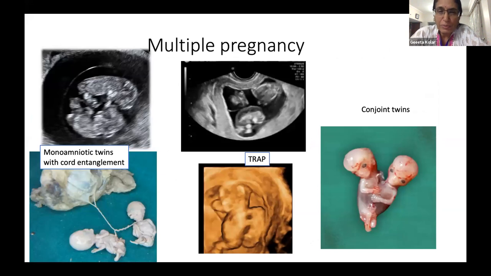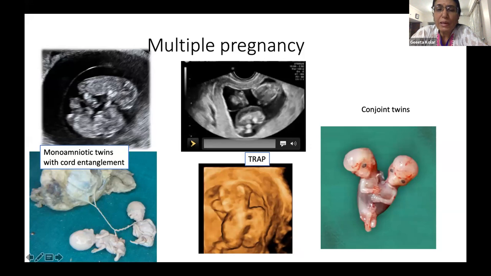If you diagnose multiple pregnancy, we said, yes, we have to certainly determine the chorionicity. And here is a case where you picked up a monoamniotic twin pregnancy. That means they are in one sac. There is no dividing membrane. And you find that they have such early cord entanglement and a missed miscarriage.